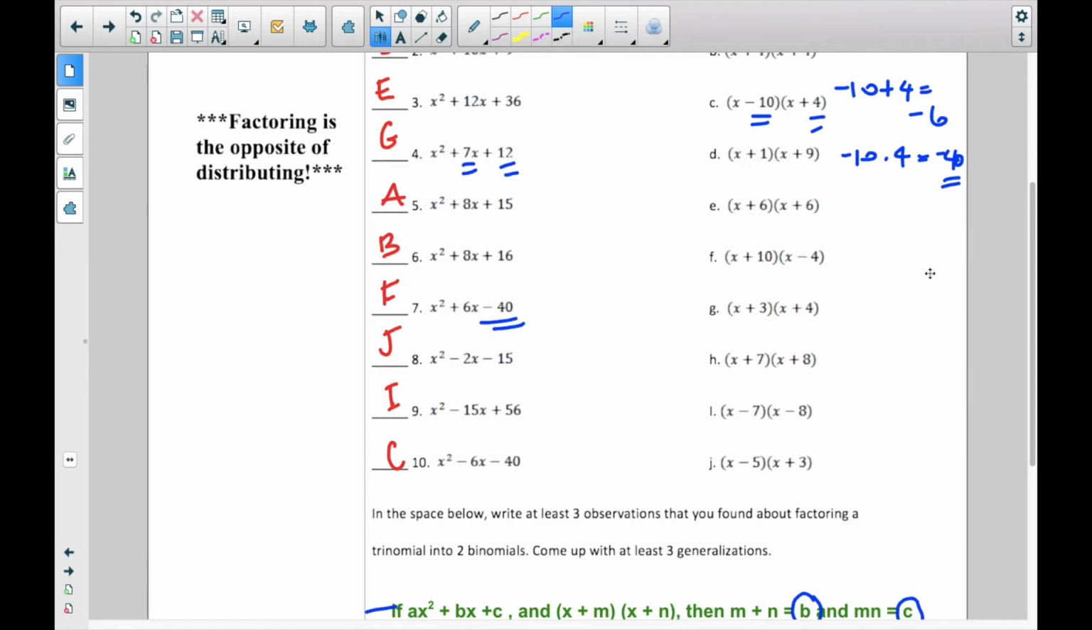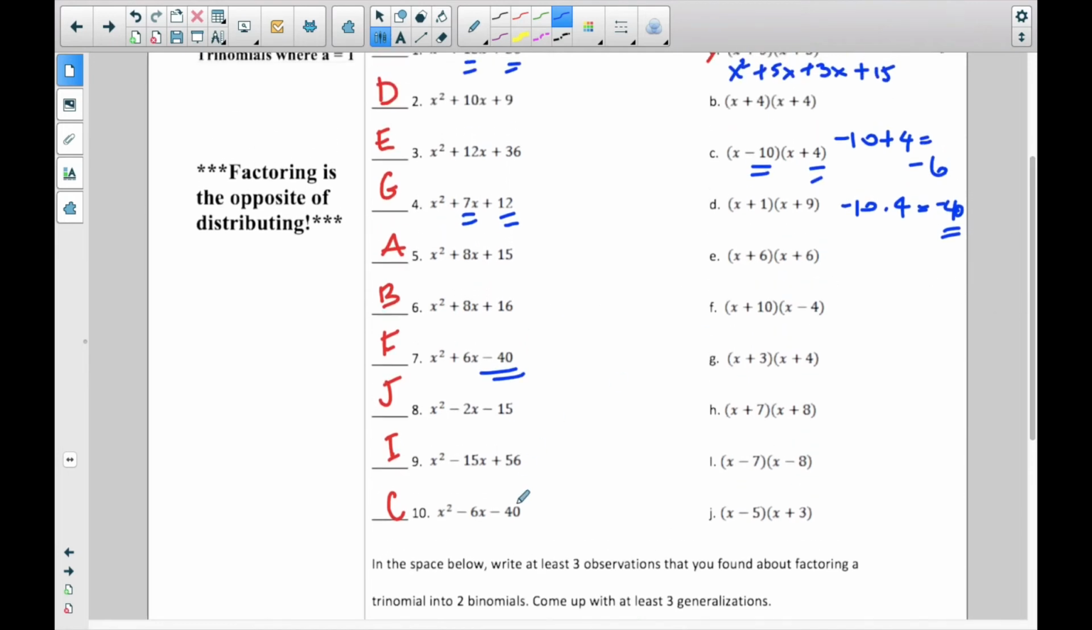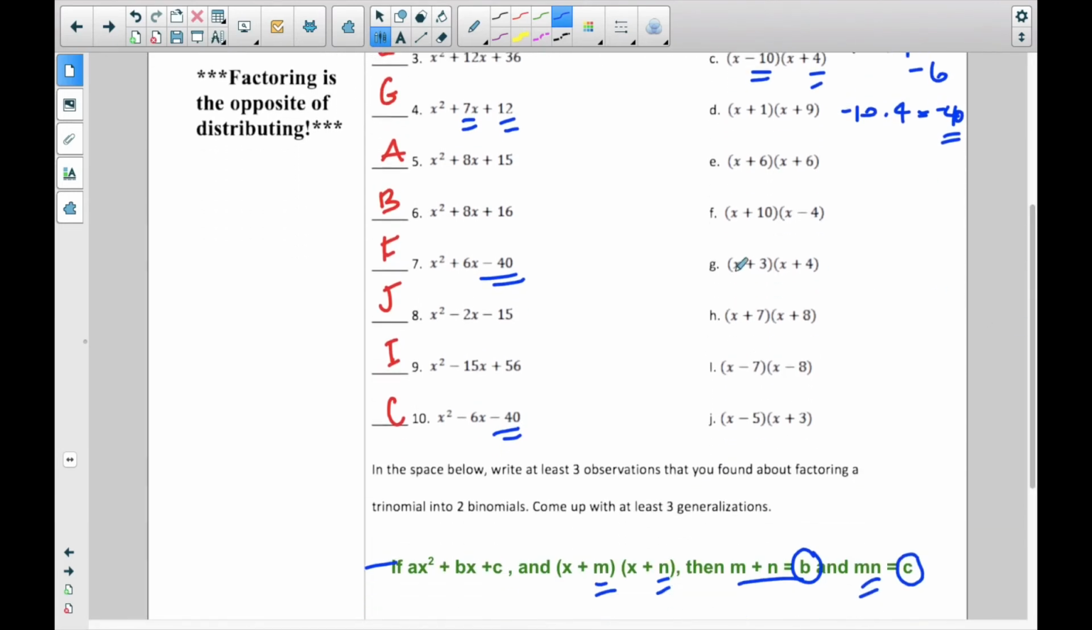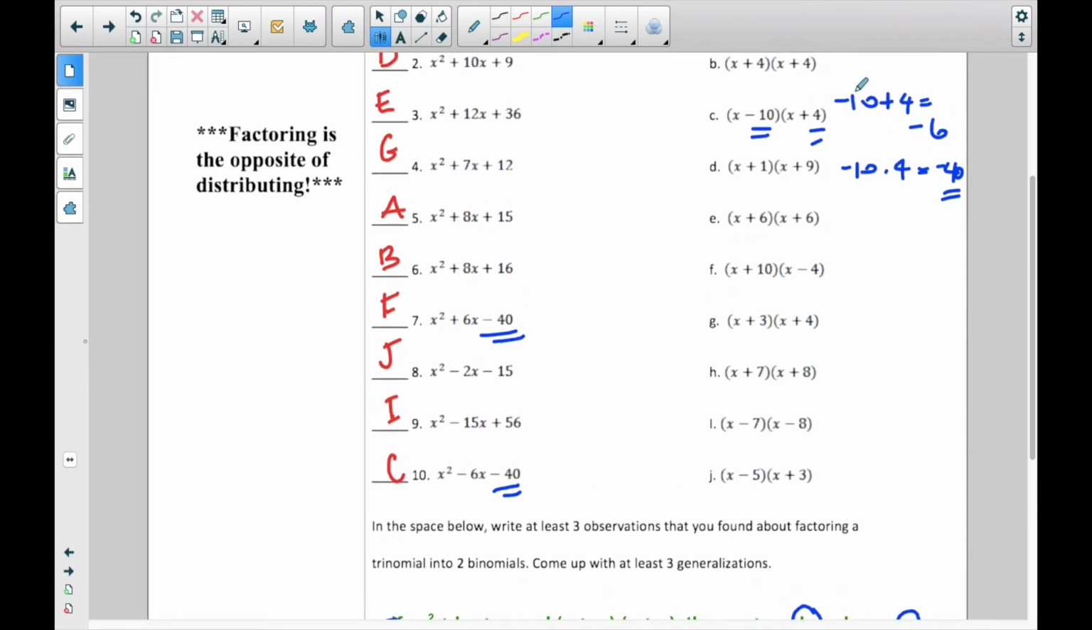Well, there's a negative 40. Are there any others that have a negative 40? Here's a negative 40, and those might be the only ones. Okay, so those two have a negative 40. The other thing is that when I add them together, I get negative 6. Well, this one has a positive 6, but this one has a negative 6. So example C should go with number 10 because they multiply to be negative 40 and they add to be negative 6. That is the shortcut. And we're going to start working towards factoring, and all of these are just basic examples of factoring.